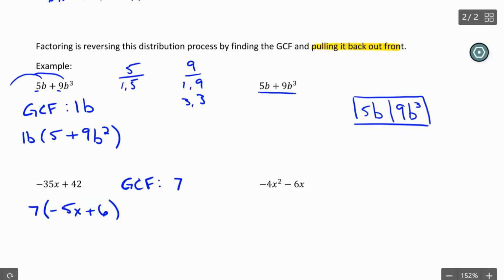We work our way out still by finding that greatest common factor. We're going to take that greatest common factor, which we already knew was 1b, and pull it outside. Okay, let me do that in a different color so we've got it distinguished. We take that greatest common factor and pull it out to the front. And then we think about what multiplied with that 1b to make that 5b on the inside. Well, you'd multiply 5 with 1b to get 5b, and you'd multiply 9b squared with 1b to get 9b cubed. So then there's our answer, 1b times 5b, and because it's positive, plus 9b squared.